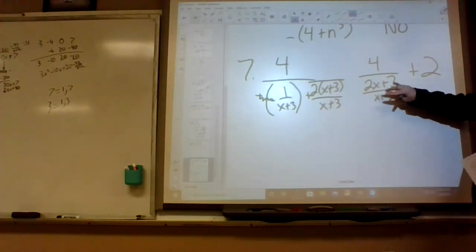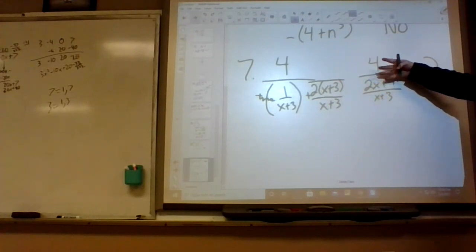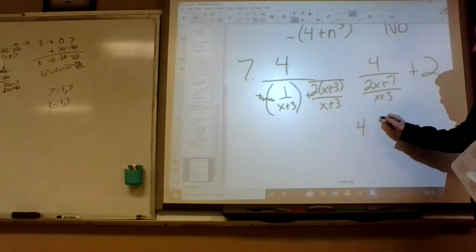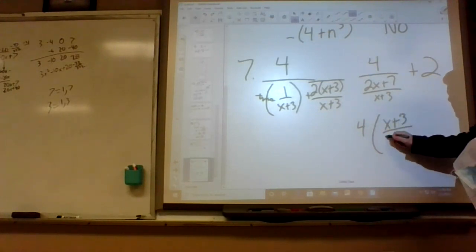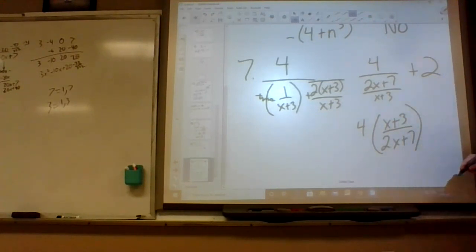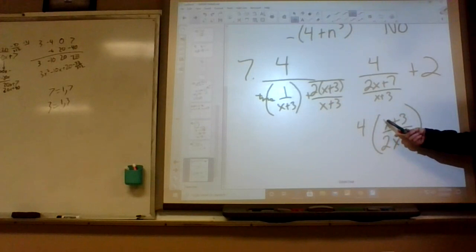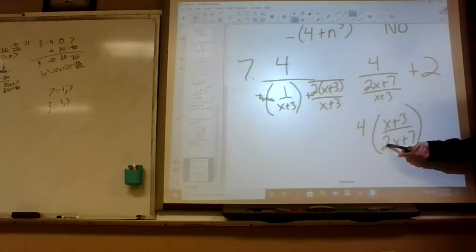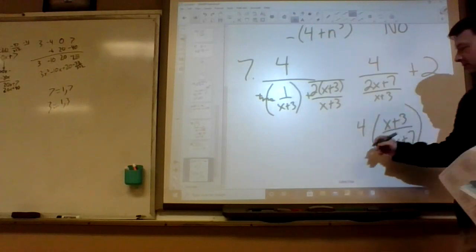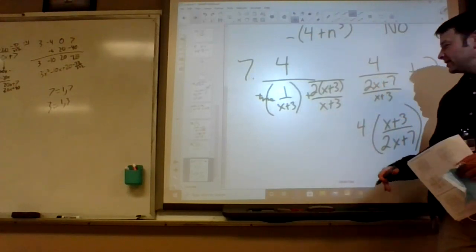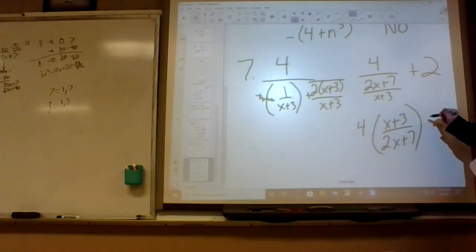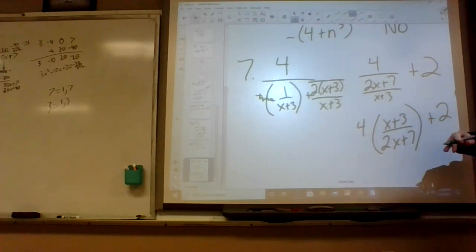When you divide a fraction, it flips and multiplies, so it's really like 4 times x plus 3 over 2x plus 7. That's not going to work. So you get 4x plus 12. It was actually really close. It makes me wonder if I made a mistake. Never mind. It's not working. We're not heading towards x here. It's just a big mess.